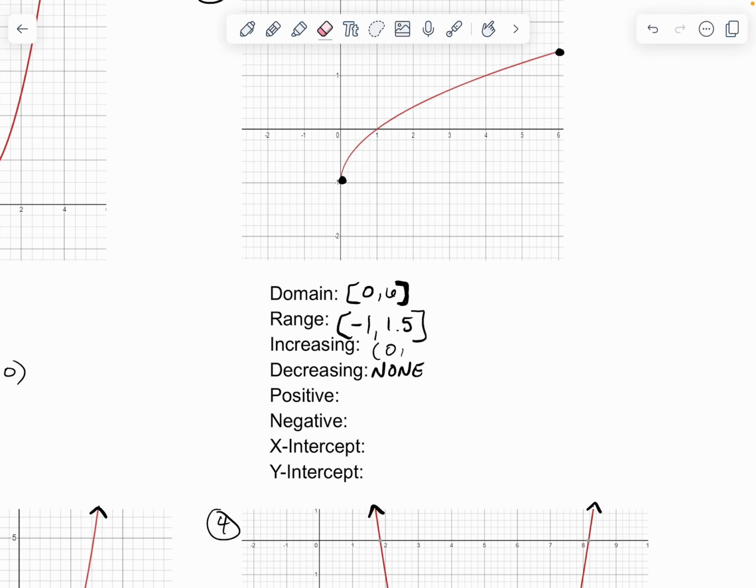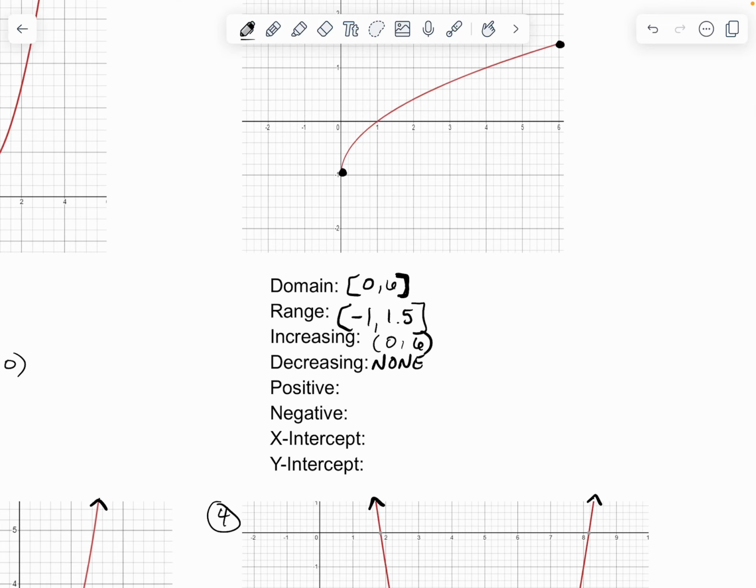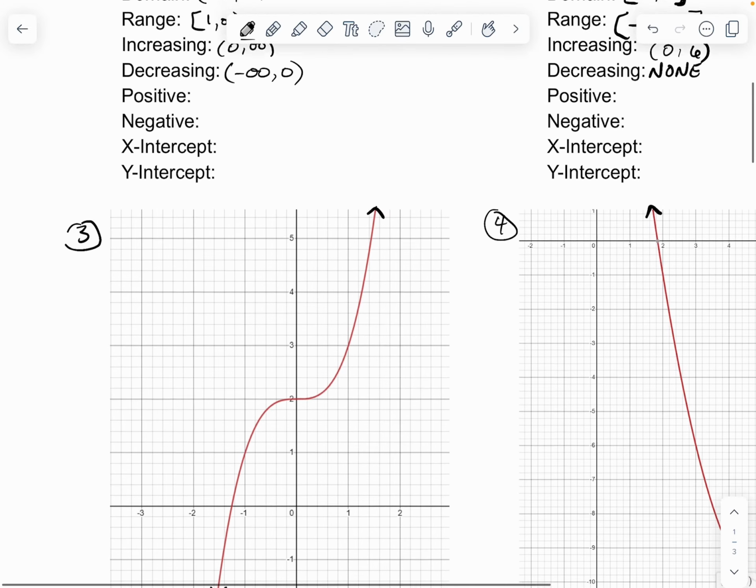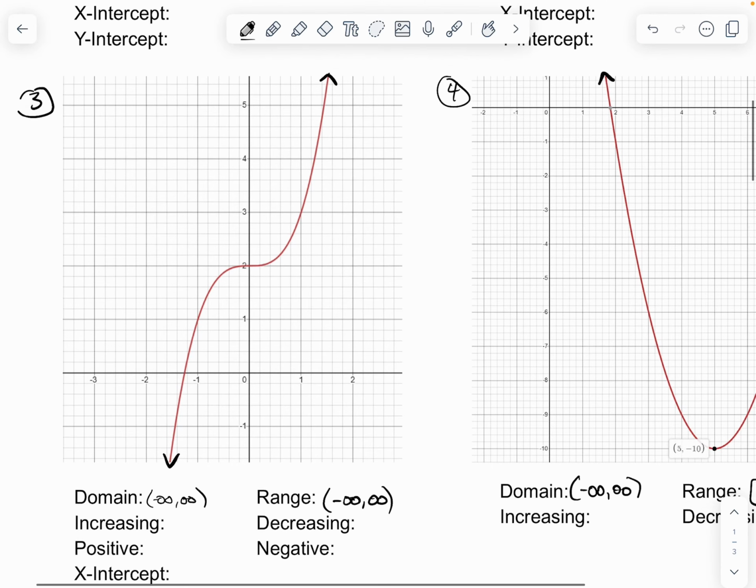Okay. Oh, I'm sorry. Make one adjustment. All right. I assumed that this was an arrow up here, but it stops, right? Our graph stops at 6. So our increasing value should just be from 0 to 6. Okay, I apologize.